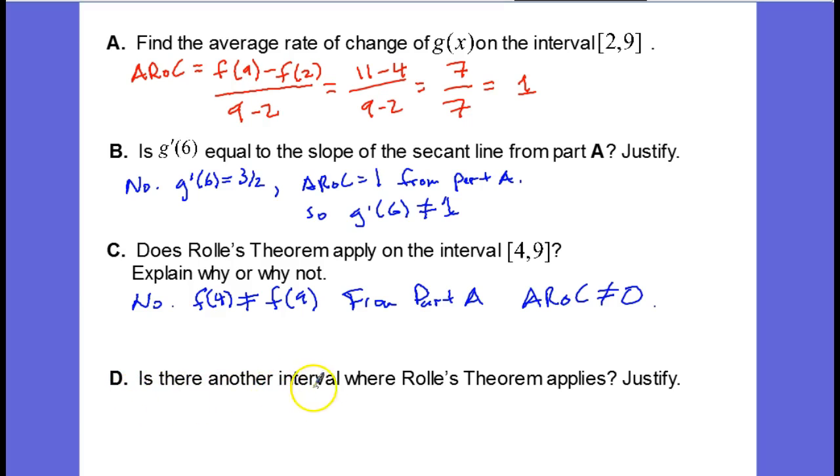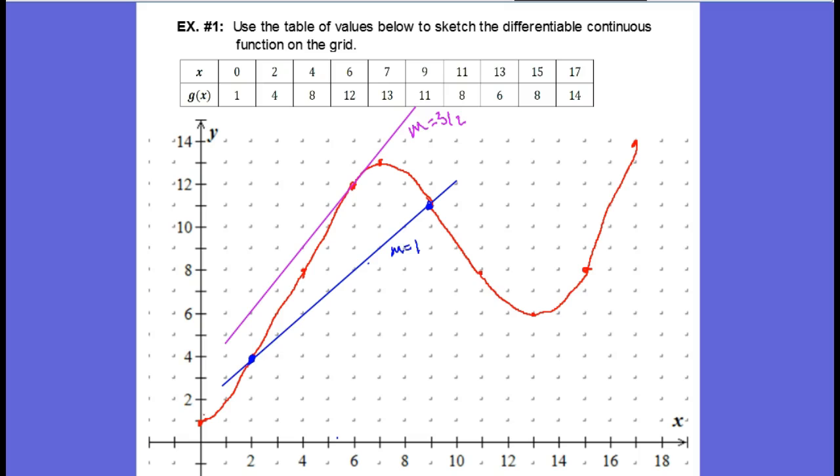Is there another interval where Rolle's theorem applies? Well, let's take a look at it. Alright, now rather than kill myself looking for points on my graph, a real fast way to do this is to go back to the table, and I'm looking for y values, g of x values that are the same. In other words, where g of a is equal to g of b. I see 2 right now. Here is 8, and there is an 8.